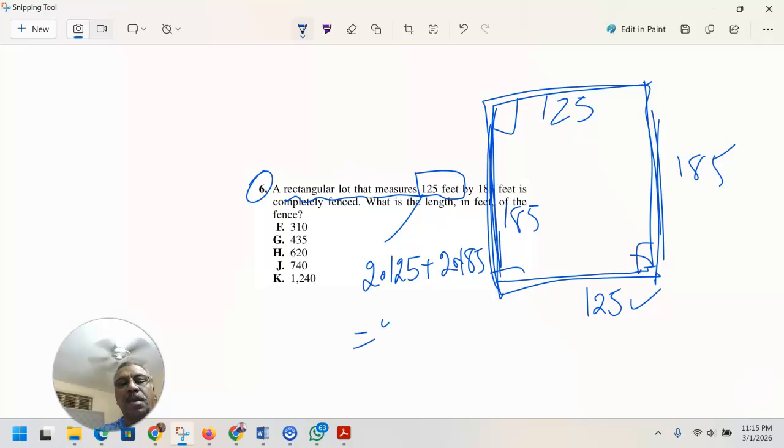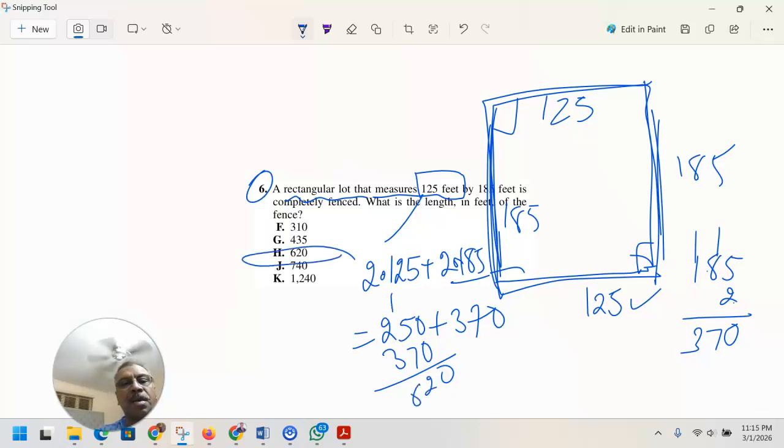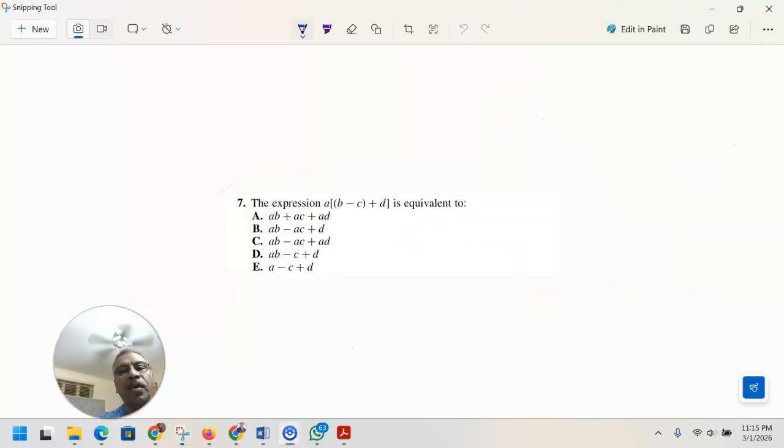So this will be 250, and this multiplied: 185 multiplied by 2. 0 to 10, 1; 2 times 8 is 16, 7, 1; 2 times 1 is 2, 3. You get 370. So this 370, if we add up, we get 620.